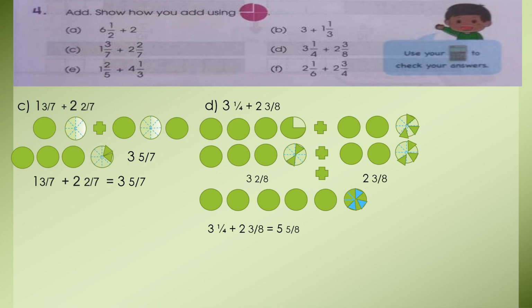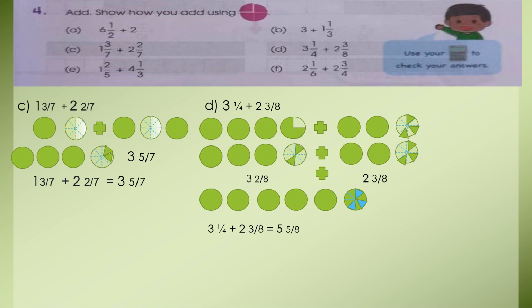In part D, we have 3 whole number 1 over 4 plus 2 whole number 3 over 8. 3 whole number 1 over 4 is represented by 3 complete circles and 1 out of 4 parts, plus 2 whole number 3 over 8 is represented as 2 complete circles and 3 parts out of the 8 parts. Now here we have to make the denominator the same because 4 and 8 are not the same, and we are going to simply multiply and divide 1 over 4 by 2. It makes the denominator the same, which is 8. So 1 over 4 becomes 2 over 8.